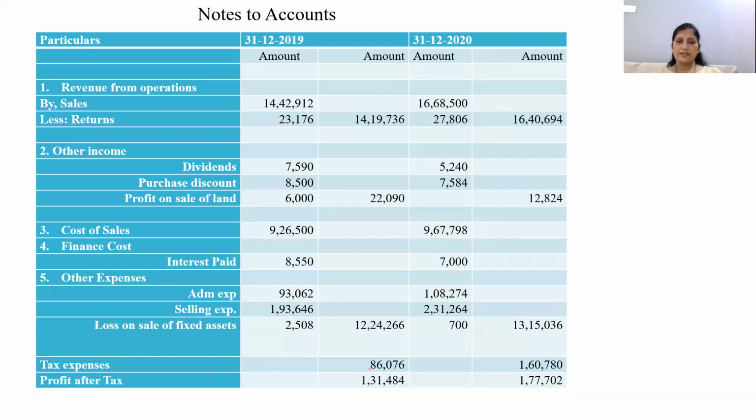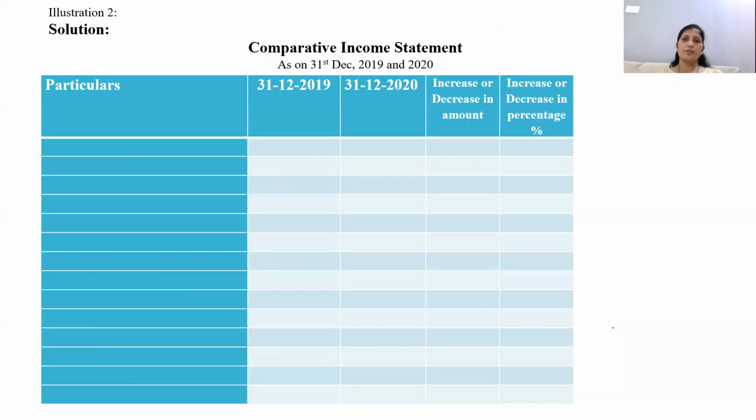Tax expenses are same, 86,076, 1,60,780, and profit after tax is 1,31,484 and 1,77,702. Okay, finished. We'll go for the problems.